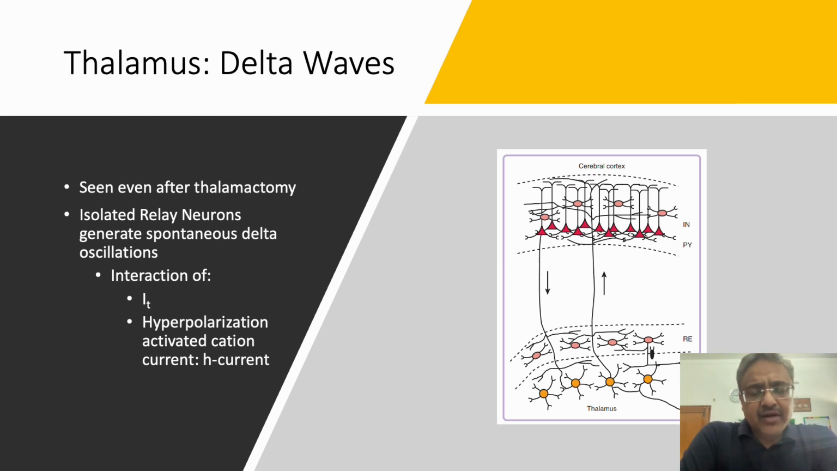Then, when we talk about the N3 sleep or the slow wave sleep, which is characterized by the delta waves, this sleep is seen even after the removal of the thalamus. So that shows that the thalamus does not play any role in the appearance of the delta waves. So these are basically isolated relay neurons which generate the delta potential because of the interaction of two different currents. One is the calcium channel current, and second is the hyperpolarization-activated cation current, which is known as the H current.